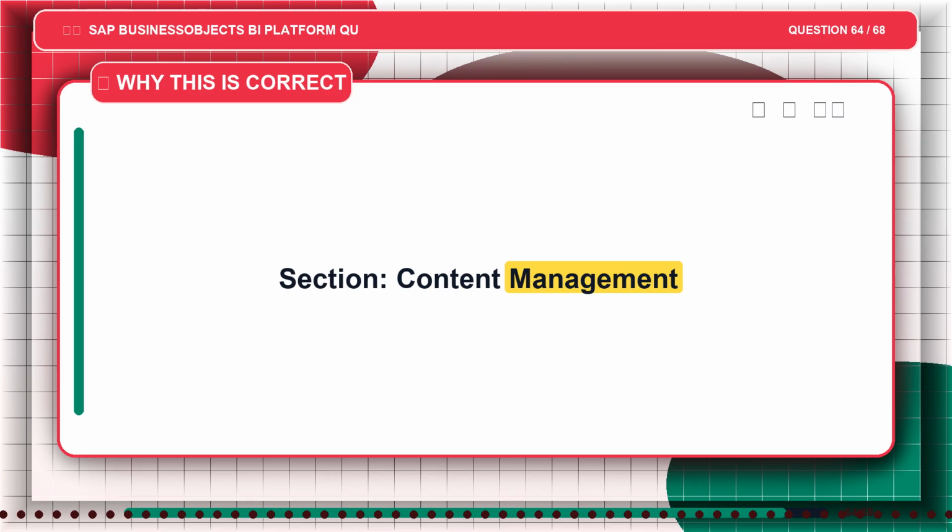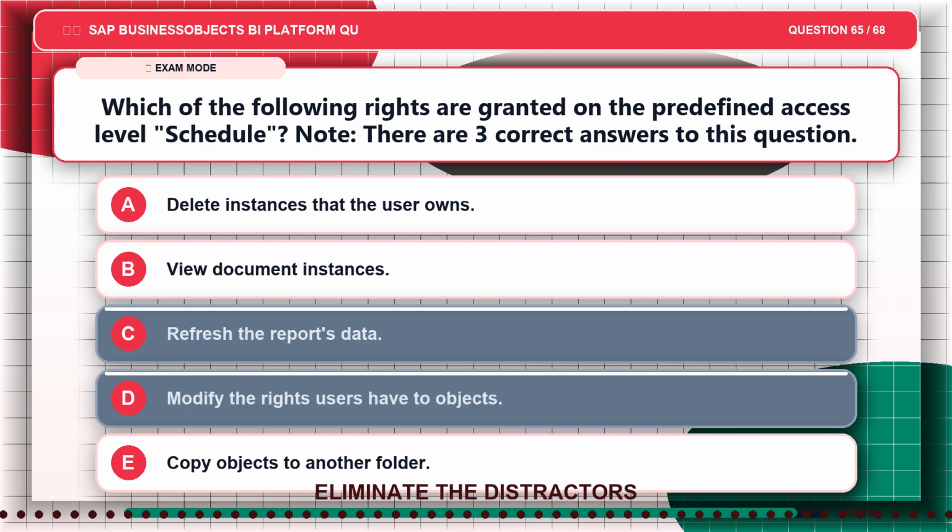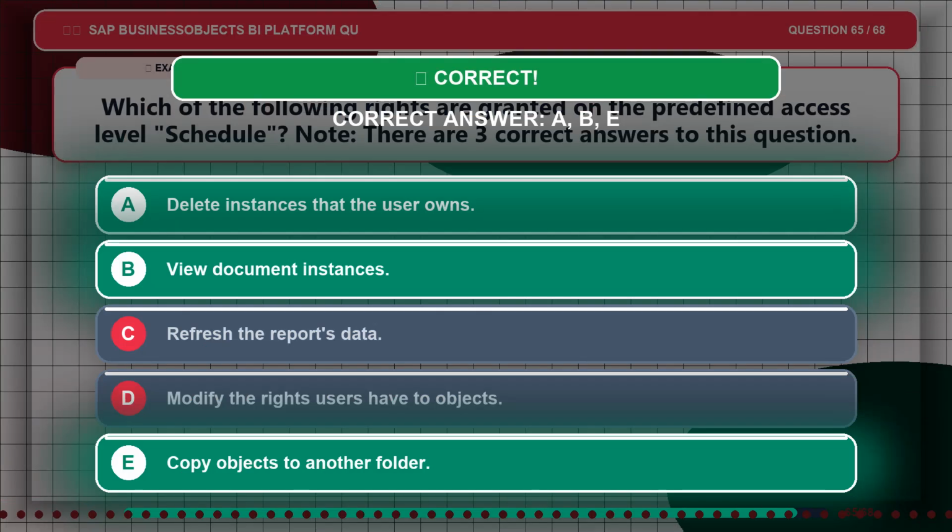Section, Content Management. Question 65. Which of the following rights are granted on the predefined access level schedule? Note, there are three correct answers to this question. Option A, delete instances that the user owns. Option B, view document instances. Option C, refresh the reports data. Option D, modify the rights users have to objects. Option E, copy objects to another folder. The correct answers are options A and B and E. Delete instances that the user owns. View document instances. Copy objects to another folder.